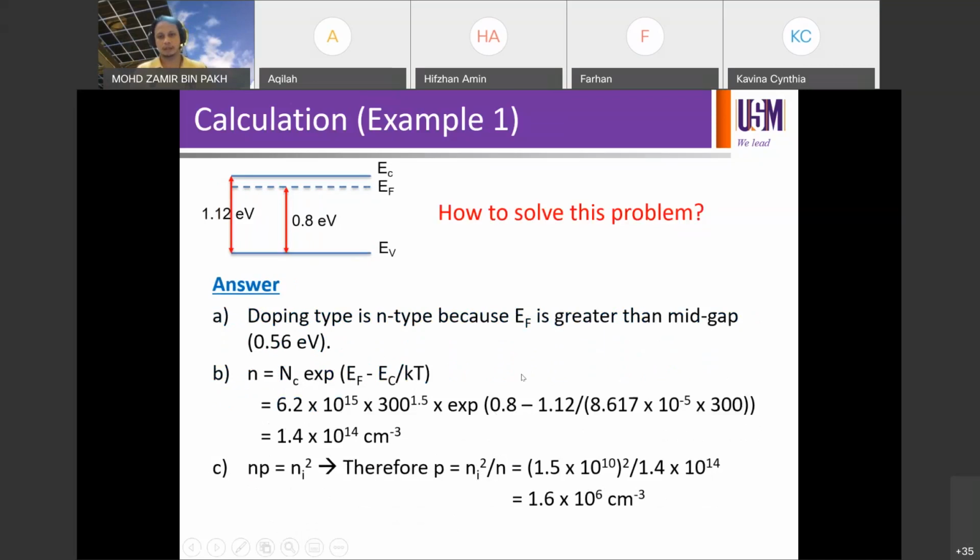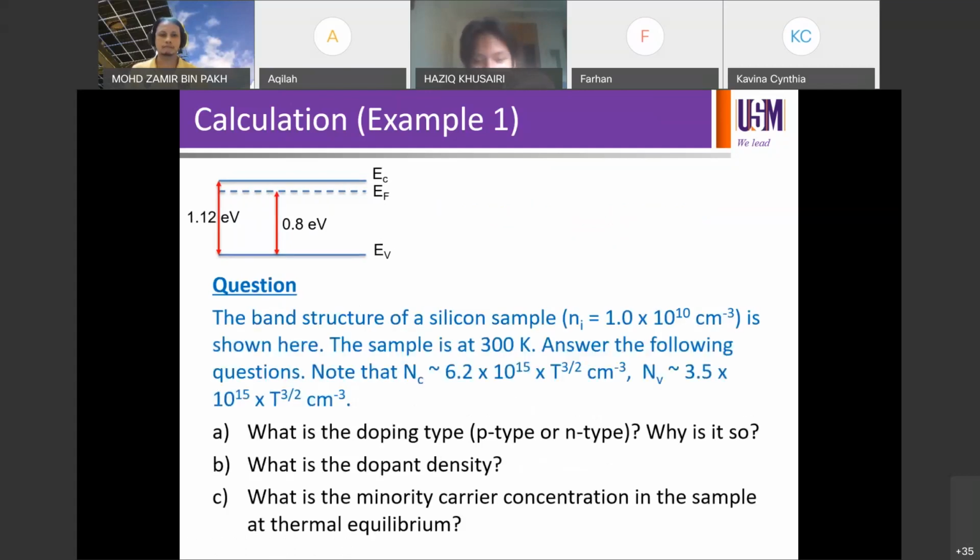Therefore, p will be equal to... why do you calculate? Can you not calculate? Do you know the value if you don't calculate? Dia doktor, tapi soalan dia minta what saja. Dia tanya apa je kan, kenapa? Yeah, what is the minority carrier concentration in the sample at thermal? Oh, okay. You mean just saying which will be enough? Kenapa? Okay, I got you.